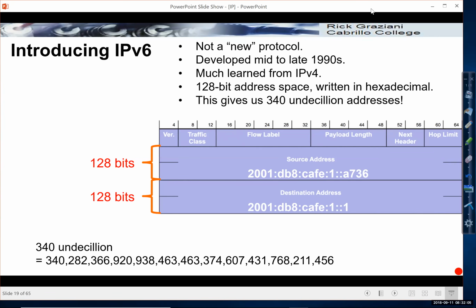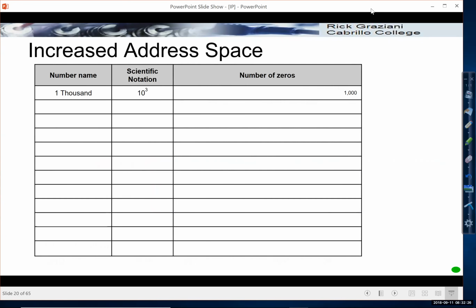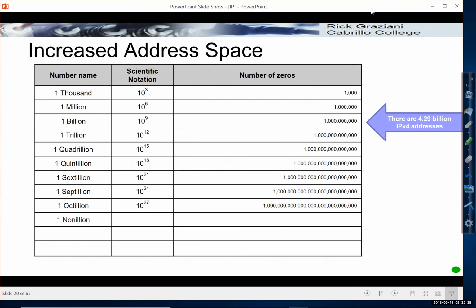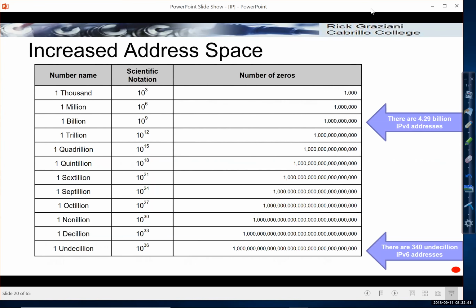So you may say, well, aren't we wasting a lot of bits? No, we're not cutting down binary trees to do this or anything like this, but it makes the management of our IP address space for subnetting and other things that we'll talk more about later a whole lot easier. Okay, give you another look at what this looks like. So we have 4.29 billion IPv4 addresses. And if we keep on going down this list, let's get to undecillion. There we go, 340 undecillion IPv6 addresses. A whole lot of addresses.